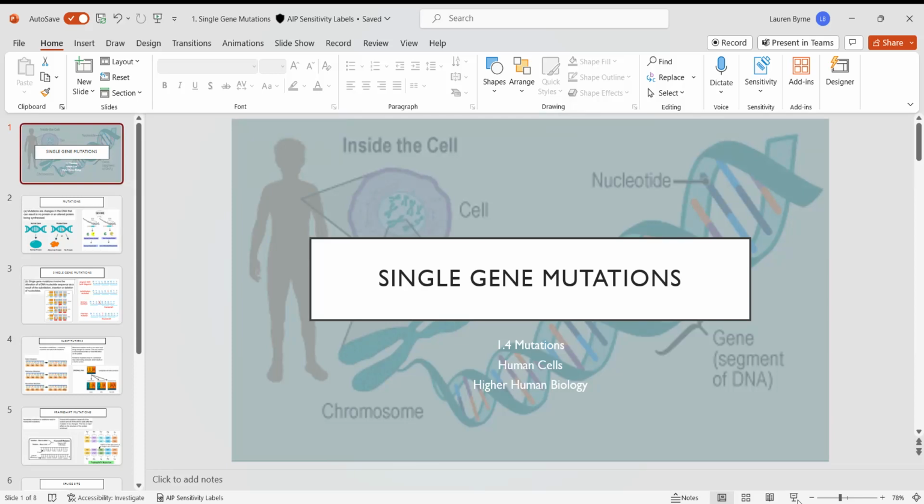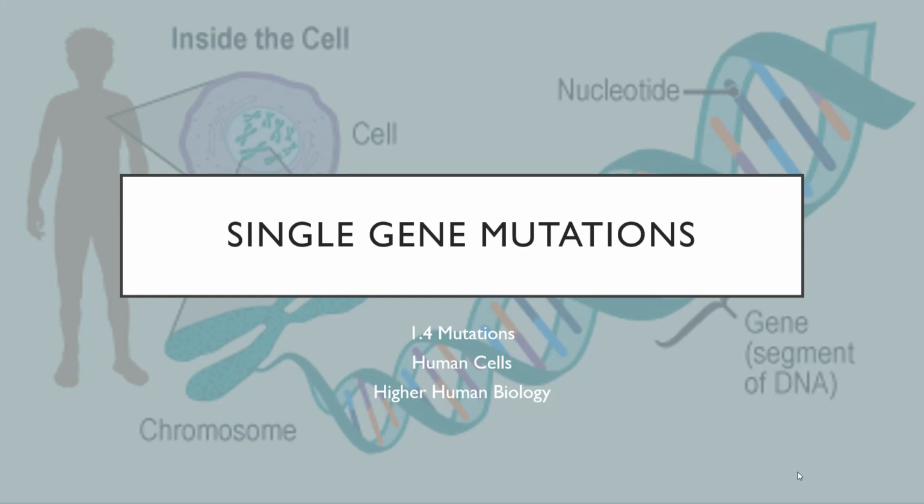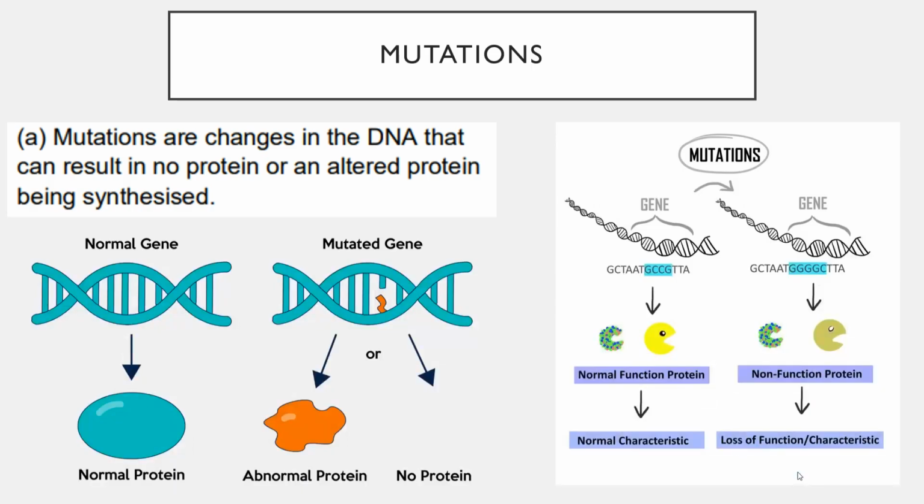This video will discuss the single gene mutations, which are part of the fourth key area, which covers all the different types of mutations that can occur. So a mutation is just any change in the DNA sequence that then impacts the protein that should be produced from that gene. So either no protein is made at all, or one that is altered and doesn't function properly is made.